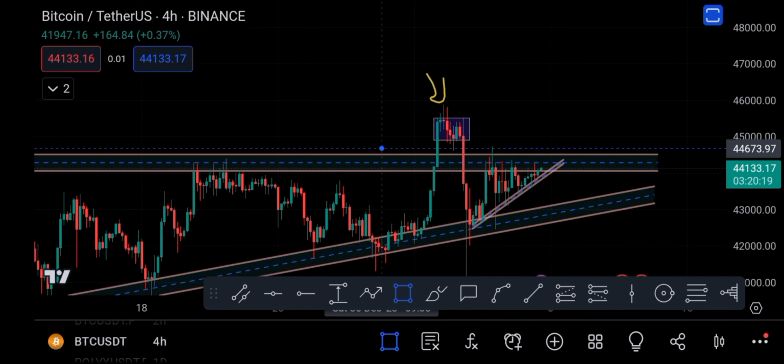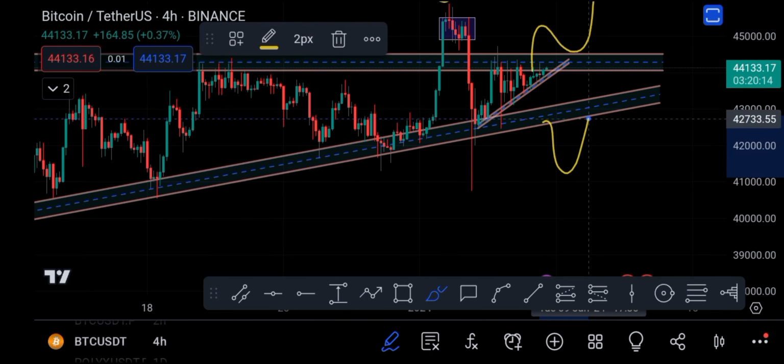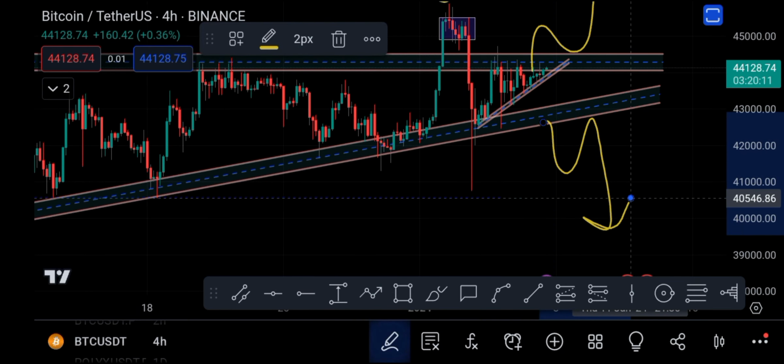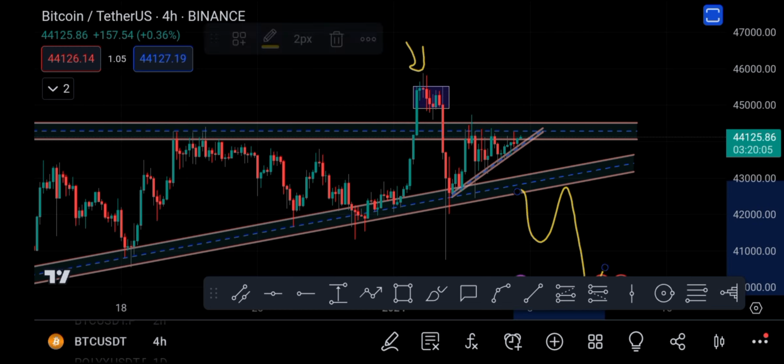If it breaks on the upper side and does a perfect retest, we will take a long towards 48,000. If it breaks down and it does a bearish retest, we will take a short towards the 39,200 level. So that will be my analysis for the future. But don't worry, I'll update as soon as the price breaks out on either side.